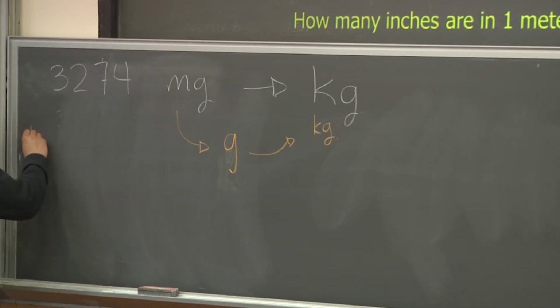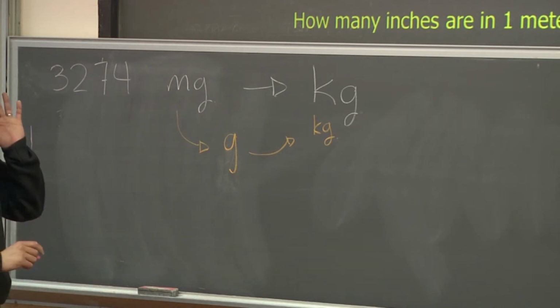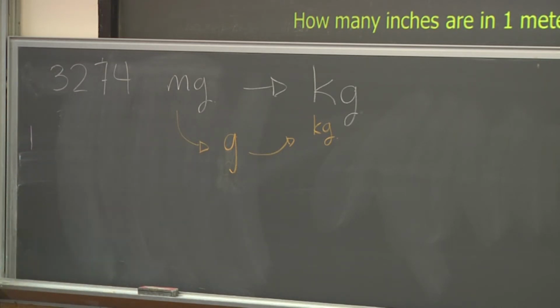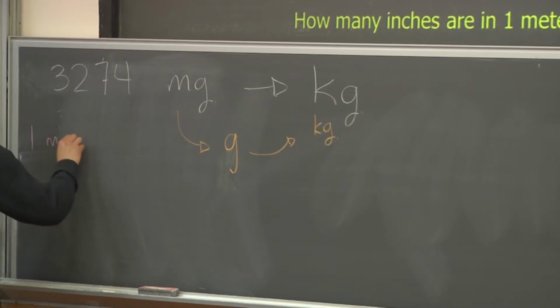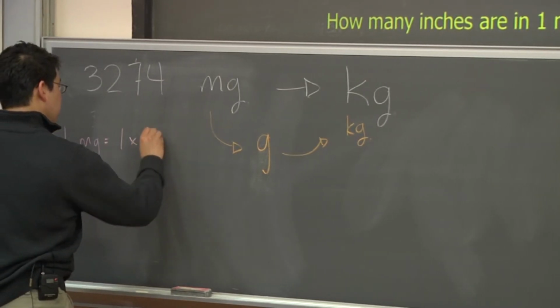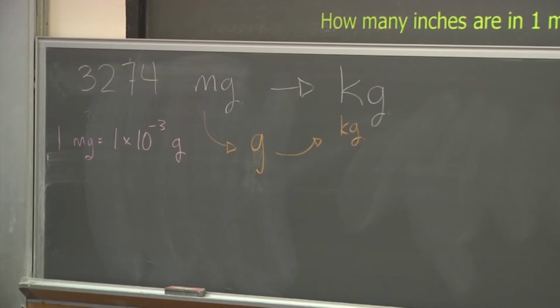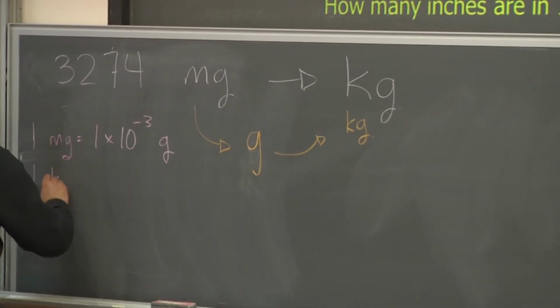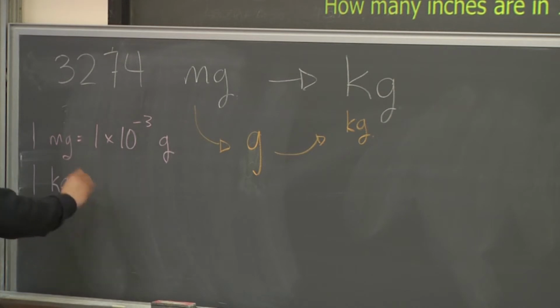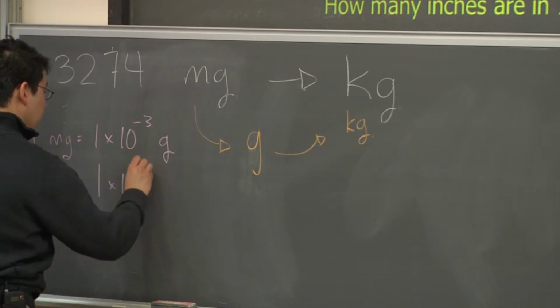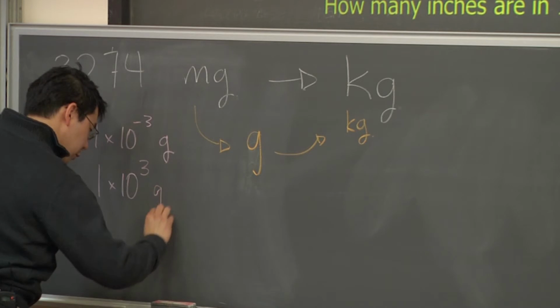100 milligrams is equal to 1 gram. Say that again? 100 milligrams is equal to 1 gram. Not quite. 1,000 milligrams equals 1 gram. So I'm going to try to stick to the way the table puts it. So 1 milligram equals 1 times 10 to the negative third grams. And 1 kilogram equals 1 times 10 to the positive third grams.